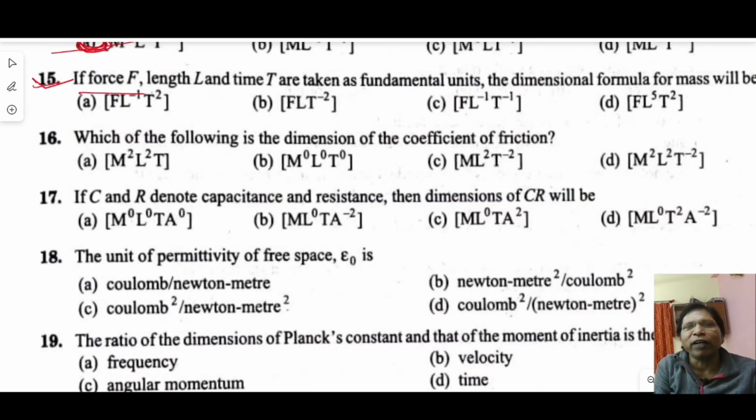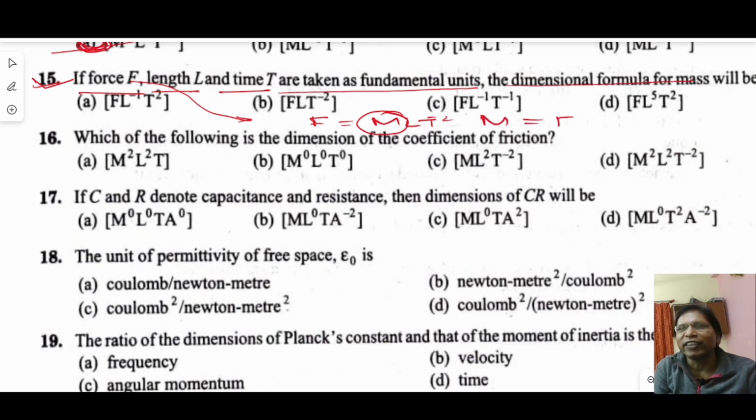Question number 15. If force F, length L and time t are taken as fundamental units, what is the dimensional formula of mass? Now look at this. The force can be written as F equal to M L T to the minus 2. Now we have to calculate the dimension of mass. From this equation we can write M equal to F L minus 1 T square. Okay, understood? So option A is correct.